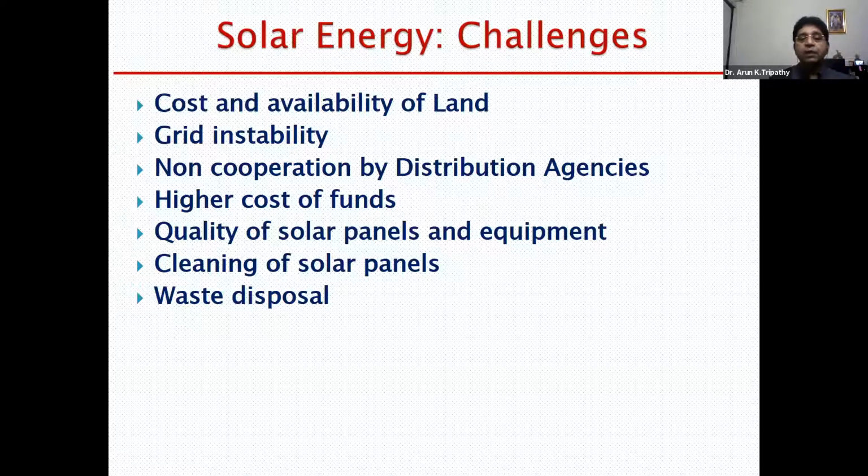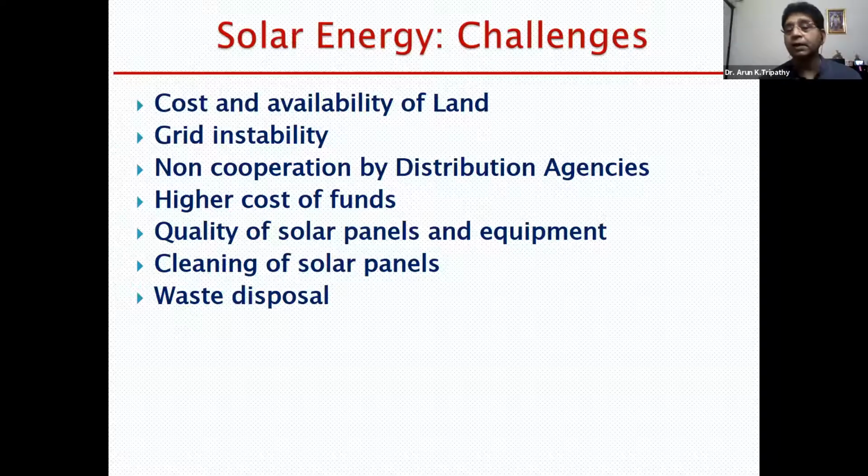The quality of solar panels and equipment. This is where our National Institute of Solar Energy has a quality check system. There are 6 labs developed all over the country, which do on-the-spot checking, and these are NABL accredited labs. Solar panels and all the components of the solar equipment are checked as per the BIS standards and the IEC standards. So there are 2 kinds of standards which are available here.